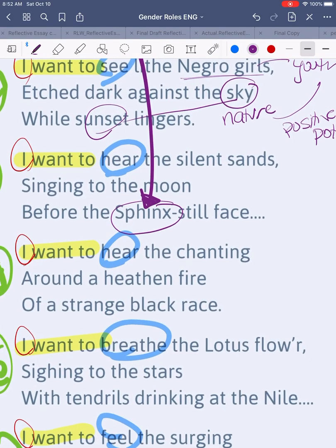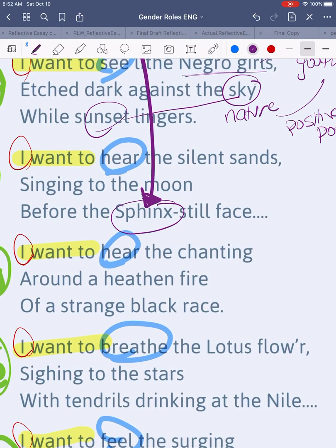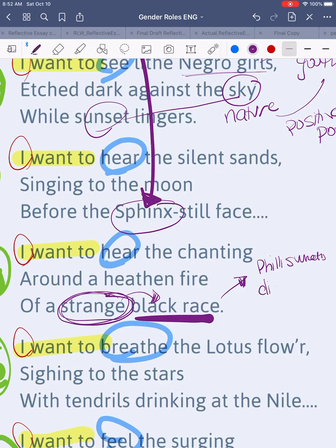Now the fourth stanza, we have the mention of black race, but I want you to also notice the use of the word strange. Why do you think the speaker of this poem would use the word strange to describe the black race? Also keeping in mind that words don't necessarily mean the same thing in 1923 as they do in present day. This line makes me think about Phillis Wheatley's description of the black race as a diabolical die, and her reference to how the black race is viewed.